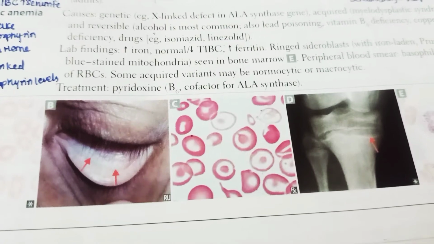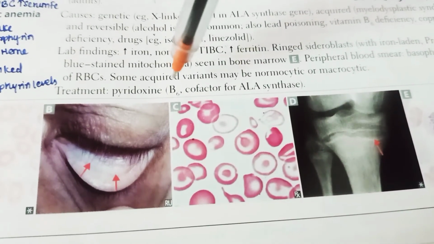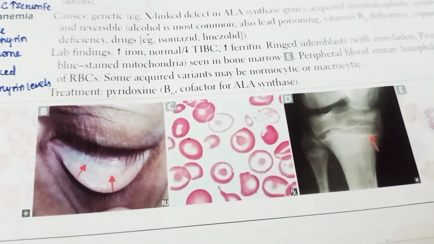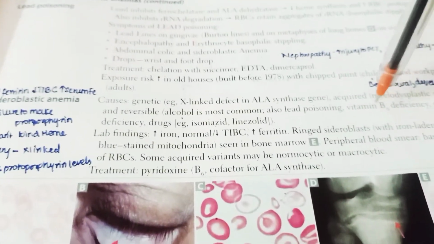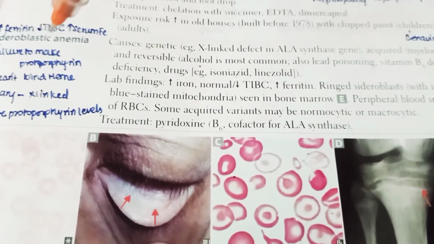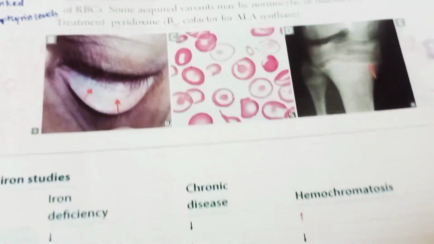So treatment is pyridoxine, that is you should give vitamin B6, also a cofactor for ALA synthase. Why vitamin B6? Because you can see here the causes. Vitamin B6 deficiency may also cause sideroblastic anemia, so treatment is vitamin B6.